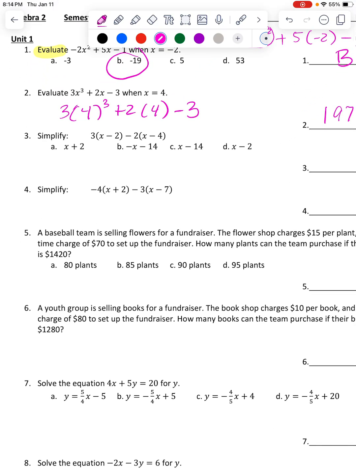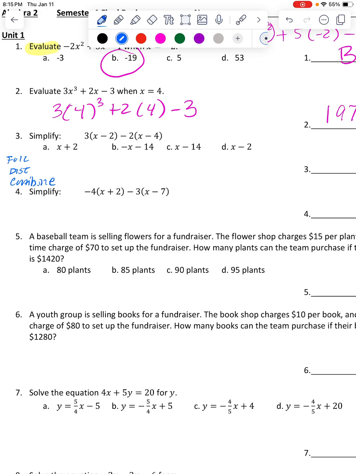Okay, simplify usually has like 3 elements. It means that sometimes you have to FOIL, sometimes you have to distribute, you have to combine like terms. So that's what simplifying means, like do that kind of stuff. In this particular problem, I'm going to distribute the 3, so I'll have 3x minus 6. What's tricky about this, and people always forget, is you got to distribute the negative along with the 2. So here the negatives cancel and you get a positive 8.